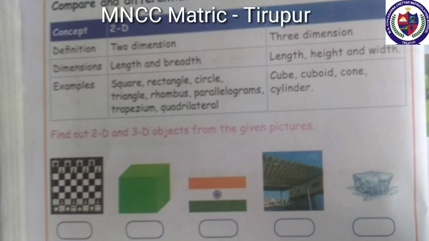Next, we are going to learn about the difference between 2D and 3D objects. Concept: 2D, 3D. Definition: for 2D, 2 dimension, and for 3D, 3 dimension. Dimensions: for 2D, length and breadth; for 3D, length, height and width. Examples for 2D: square, rectangle, circle, triangle, rhombus, parallelogram, trapezium, quadrilateral. And for 3D: cube, cuboid, cone, and cylinder. Find out the 2D and 3D objects from the given pictures.